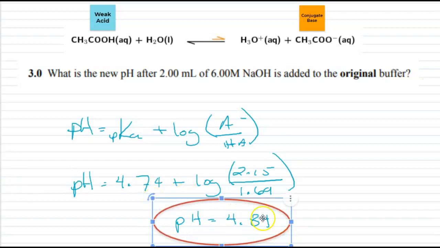It does. I added a base to my buffering solution. Instinct and logic should tell you that the pH goes up. It did. It went from 4.74 to 4.84, but because it was a buffered solution, it didn't make a tremendous jump.